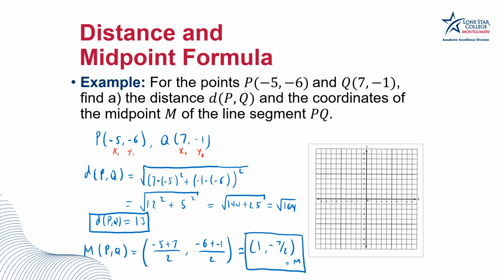So basically what it tells us is that if we plot this, -5, -6, that's our P, and then our Q is 7, -1, right here, the distance between them would be 13, and then we have some midpoint around here. That's our M of 1, -7 over 2.